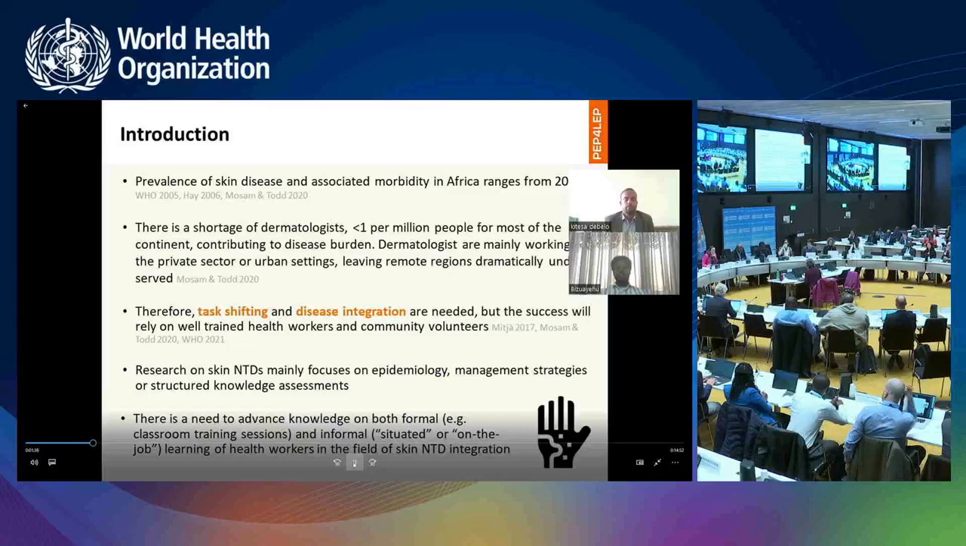To provide dermatological care for underserved community, it needs task shifting and disease integration. Research conducted on skin NTD mainly focused on the epidemiology, the prevention, control, and elimination strategy, as well as the opportunities and the challenges associated with this. Few research were conducted that indicate there is a need to advance knowledge on both formal and informal learning process of health workers in the field of skin NTD integration.